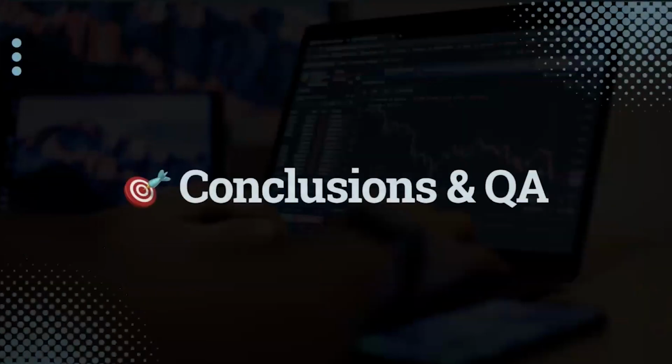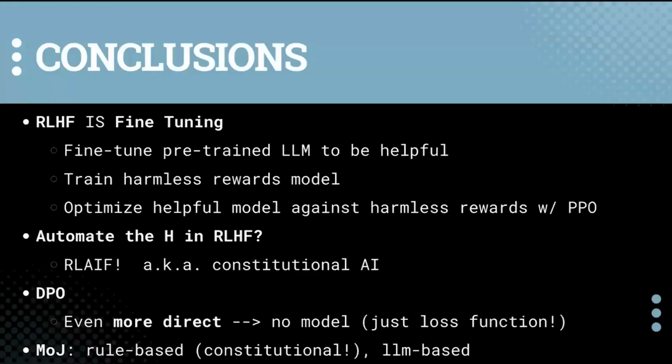We saw a lot today. And we saw how RLHF really is fine-tuning. We're taking that instruction-tuned helpful model, trying to make it harmless. We're trying to optimize helpful against harmless rewards. We can take this to the next level by automating the H out of it. We can be even more direct by directly using the loss function. And we can then expand it back out by putting many judges on it and trying to improve even further.